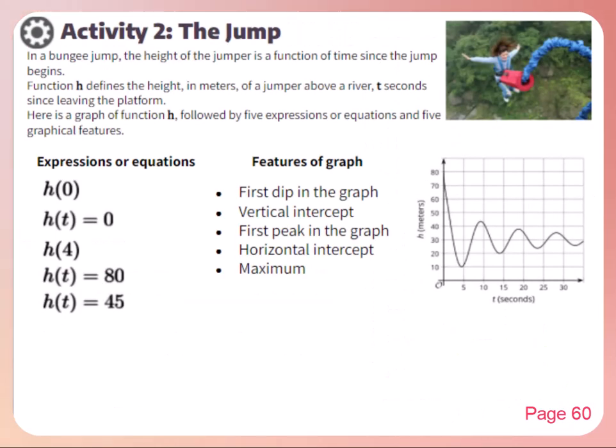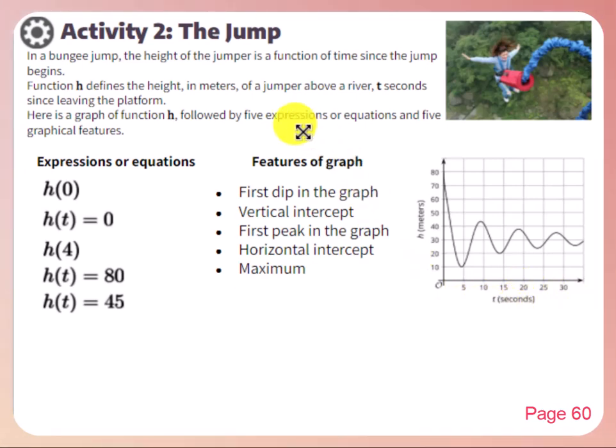All right, let's go to activity 2. We have a bungee jump. The height of the jumper is a function of time since the jump begins. Function h defines the height in meters. So look at the y-axis. The height is going to be on the y, and the time is always going to be on the x-axis, and we're measuring in seconds.